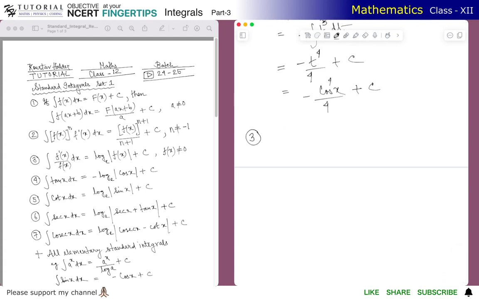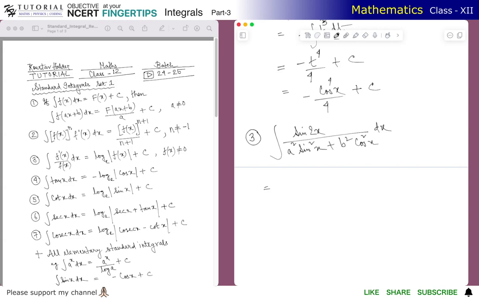What is the next problem? Okay, it is the integral of sin 2x divided by a square sin square x plus b square cos square x dx. Now in the numerator we have sin 2x, we can write it as 2 sin x cos x.